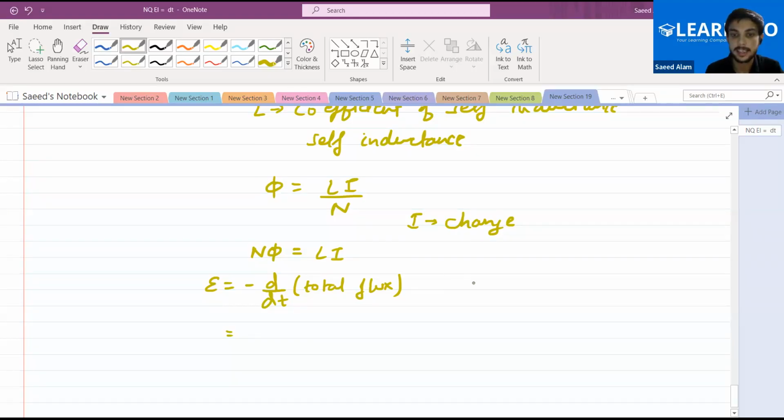Let us take the easy one. Let us take that N is equal to 1. So the flux will be, for the simplicity purpose, I'm taking phi to be 1. It will be the total flux, L times I.